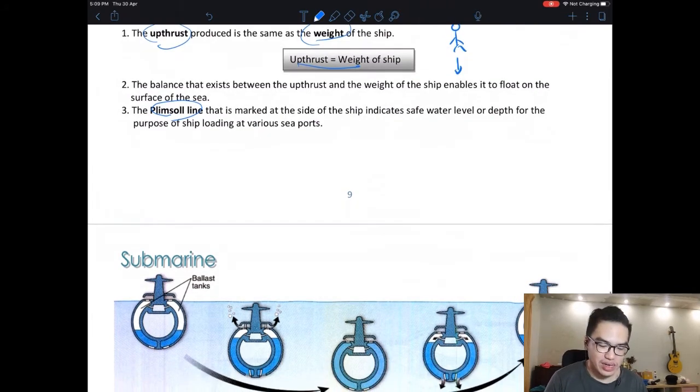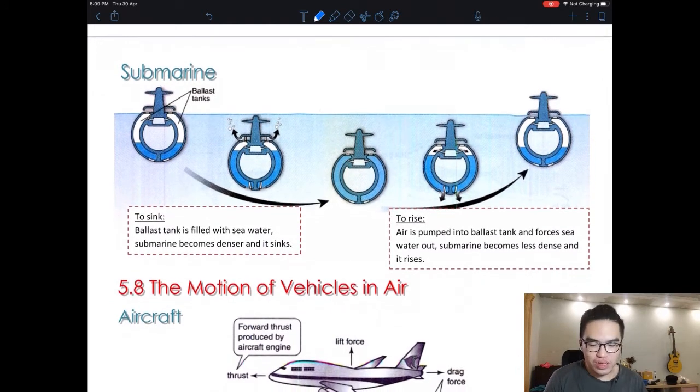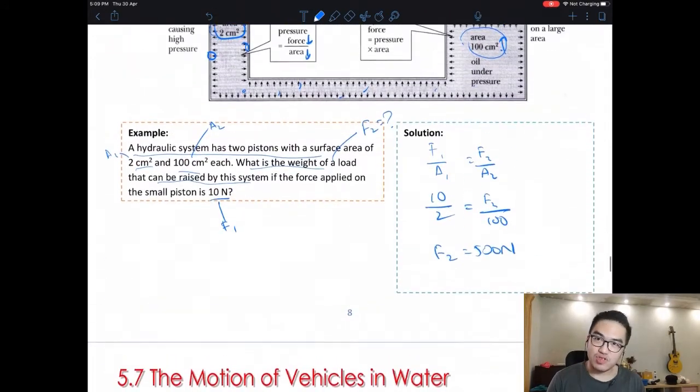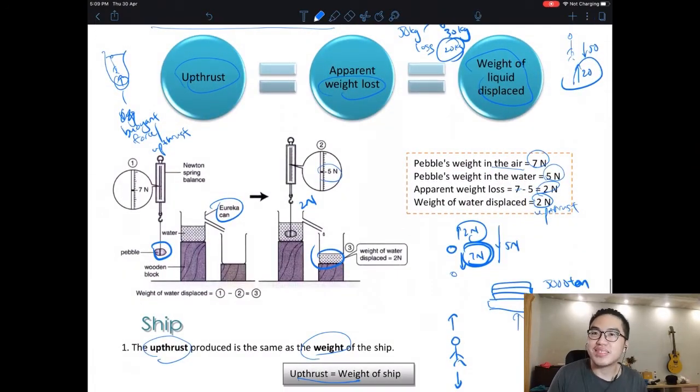People can die. So basically this is the same for a submarine. If I want to float, I throw water out of the ballast tank surrounding it. I throw water out, so now I will float, because I'm reducing my weight. If I want to sink, I will pump water inside, and then I will sink. Basic simple concept. So today we are learning two things. We are learning hydraulics, and we are learning Archimedes' principle. Simple, no?